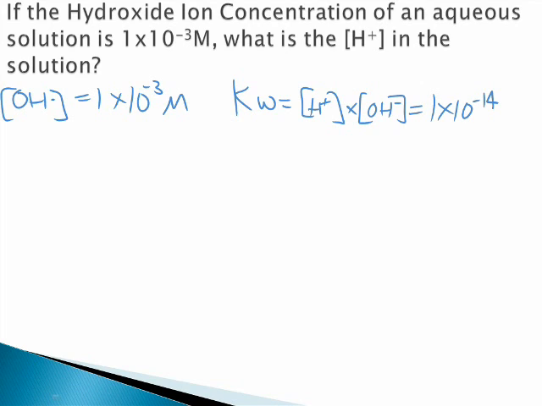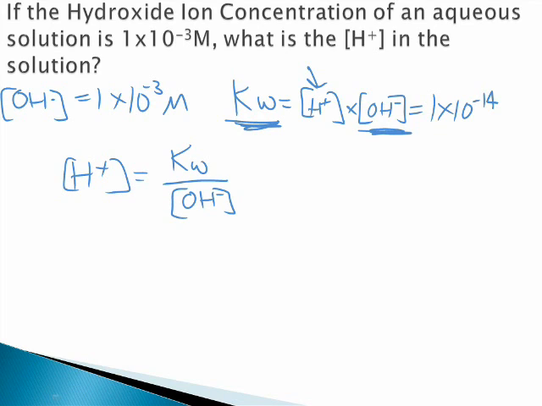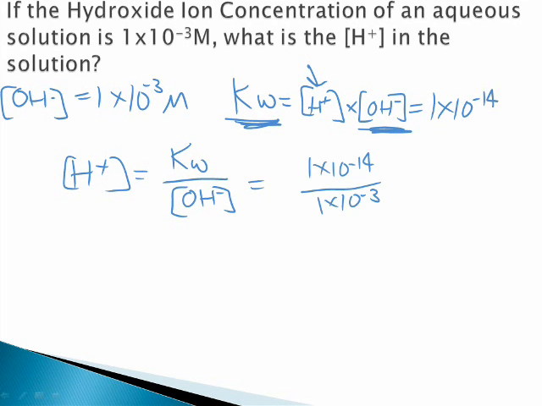So knowing this, all we're going to do is substitute, because we know Kw and we know OH, and we just want to solve for H. So that means we have H plus is equal to Kw over the concentration of OH minus. We just rewrite that, fill in what we're given, and then we just do the math. So the hydrogen ion concentration is going to be 1 times 10 to the minus 11 moles per liter.